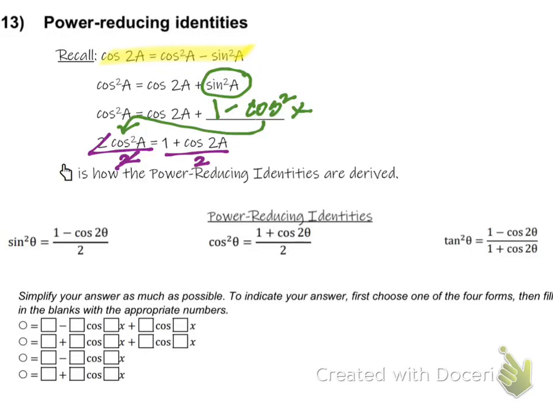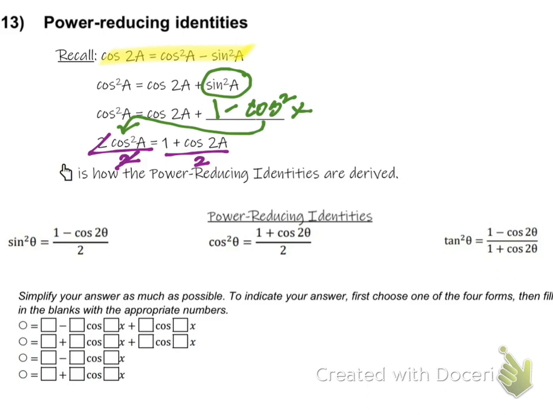You have the power reducing identities, and they're not going to ask us to make it something specific. They're going to ask us to reduce the power, okay? So the first thing to know is this is how Alex is going to ask for your answer. Every single one of these will be in one of these four forms. So Alex will say, okay, which one of these is it? You choose it, and then you fill in the blanks with the appropriate numbers, okay?